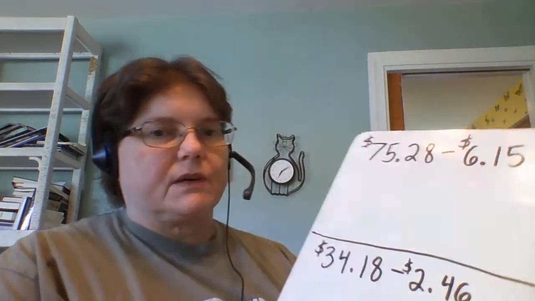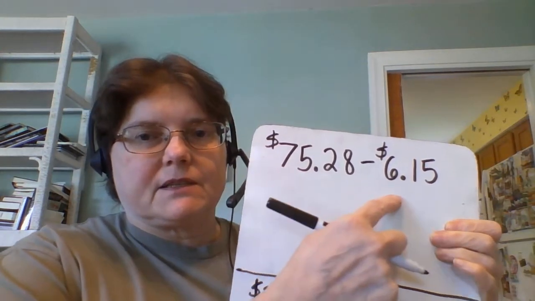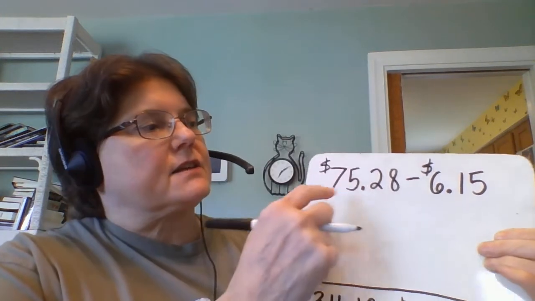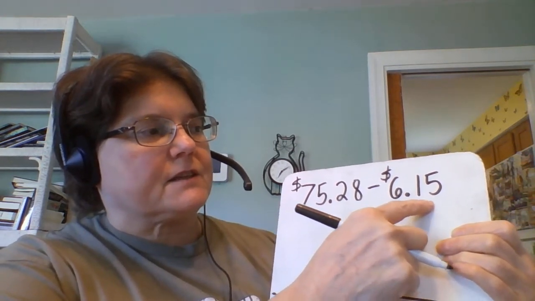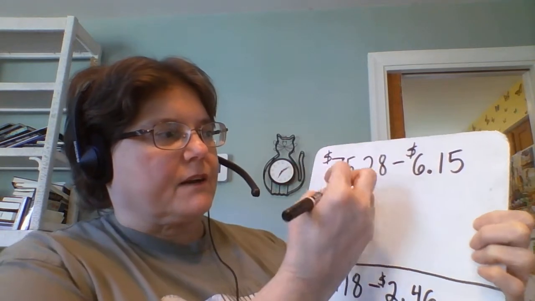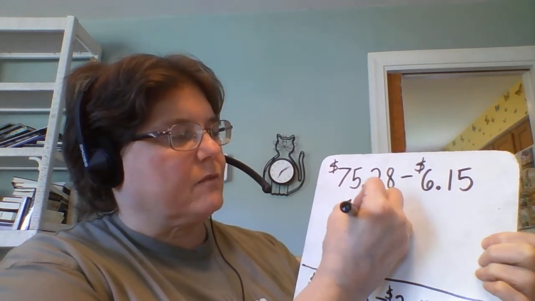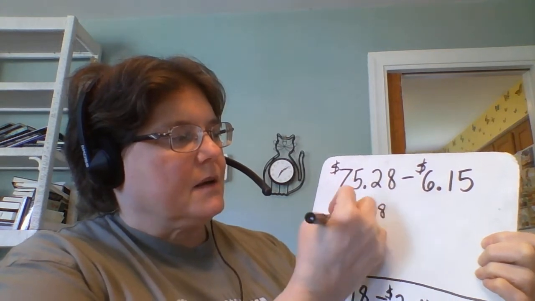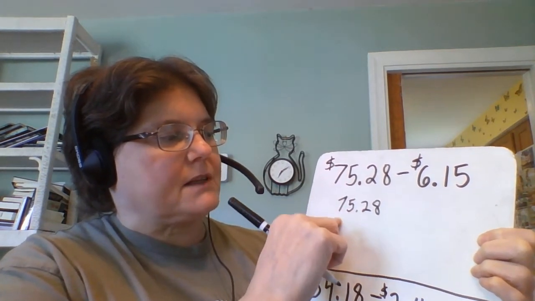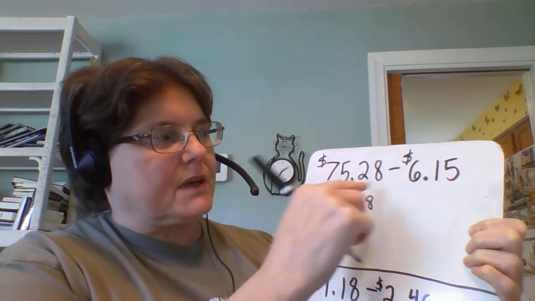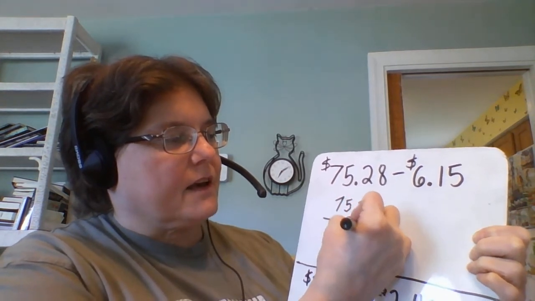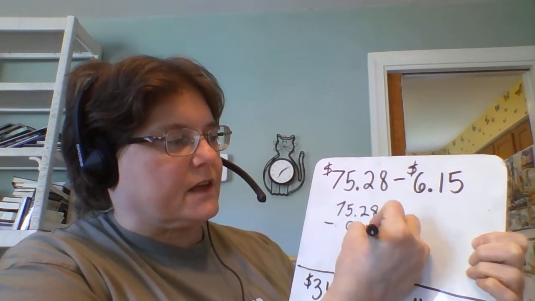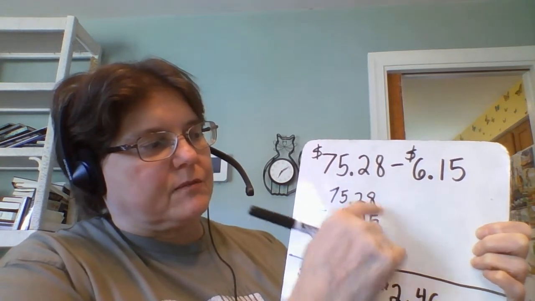Now you have to be especially careful lining up your decimal points when you don't have as many places on one number. This is $75.28 minus $6.15. I'm going to write it vertically, 75.28 minus, and I can't put my 6 here under the 7 because it's in the ones place. It has to go under the 5, and then my decimal point, and then 15. You line them up from the right.